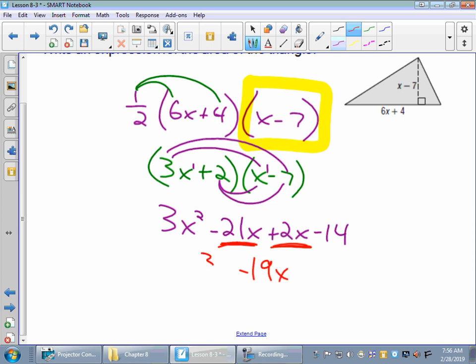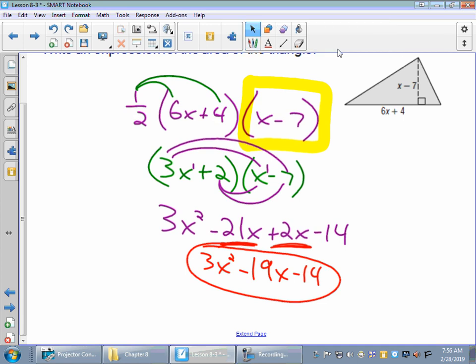And then nothing to combine the 3x squared with, so that just comes down. Nothing to combine the negative 14 with, so that comes down. And our final answer here is 3x squared minus 19x minus 14. So a little bit different there with that 1/2.